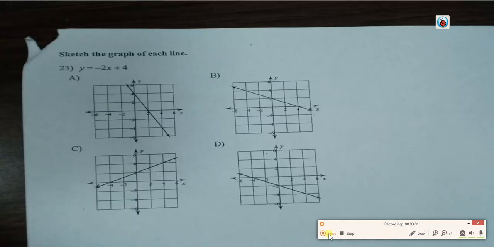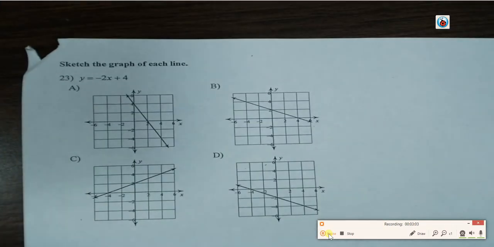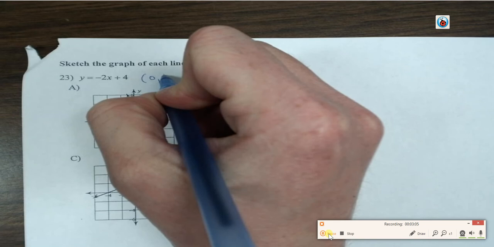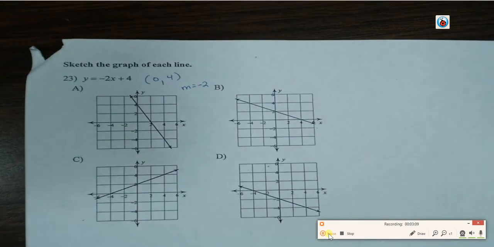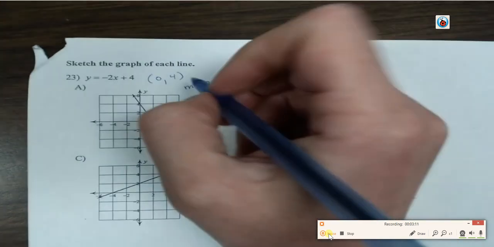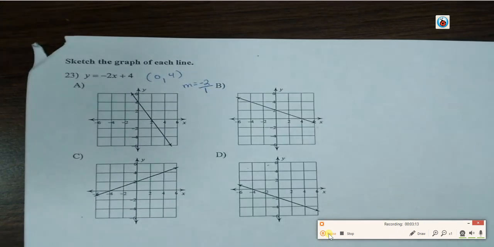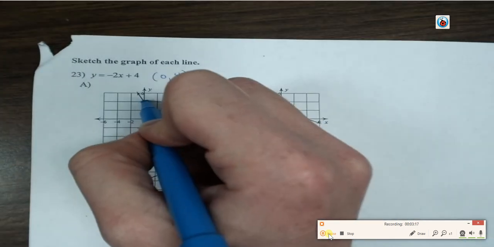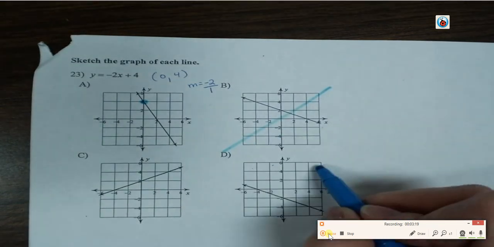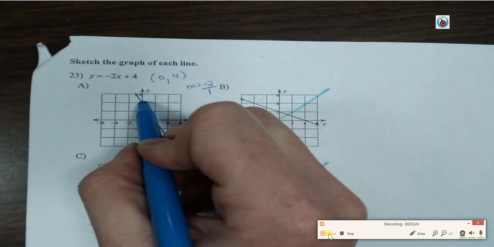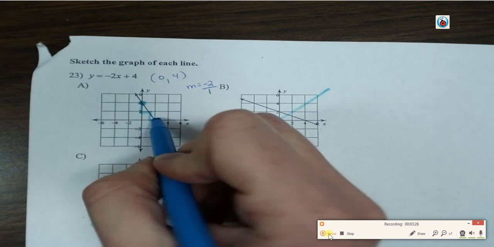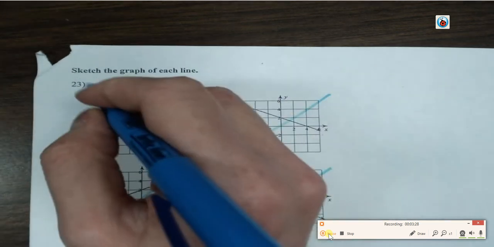Sketch the graph of each line. y equals -2x plus 4. My y-intercept is the point (0, 4), and my slope is -2, but I need to see that as a fraction so I can see rise over run. So I can just change that to -2 over 1. It's the same thing. So my y-intercept has to be (0, 4). That checks. That does not. That does not. That does not. Well, that narrows it down pretty well, but I also want to make sure I'm going down 2, right 1, down 2, right 1, and I am. So my answer is going to be A.